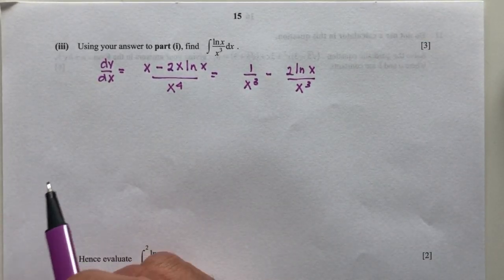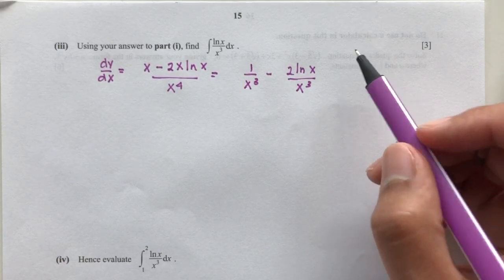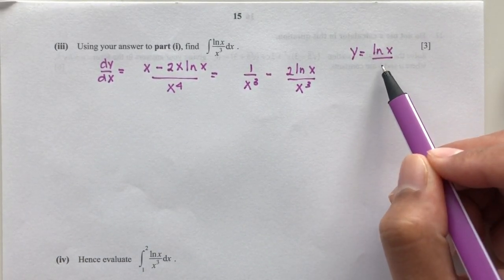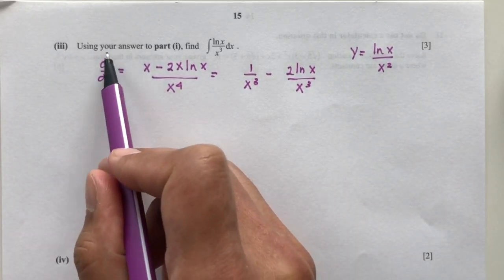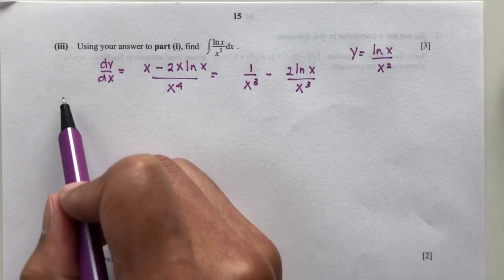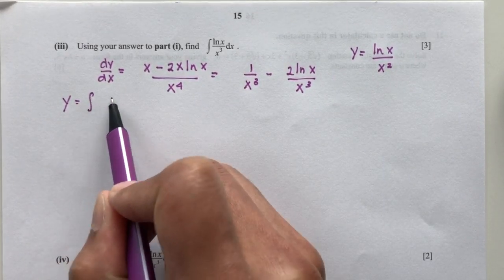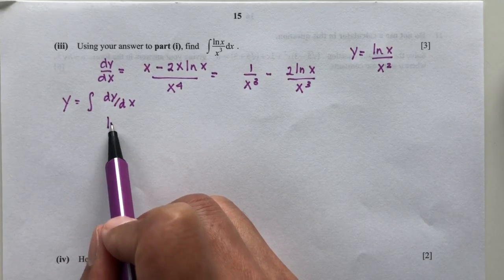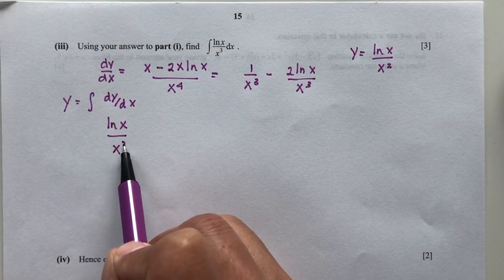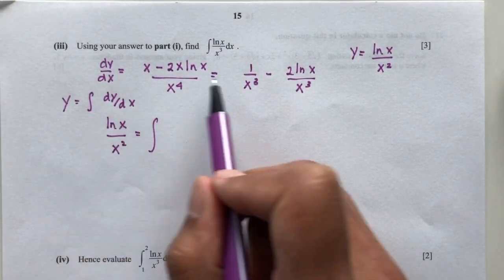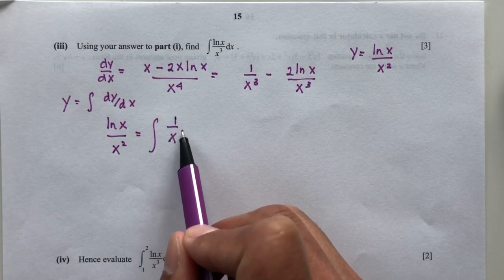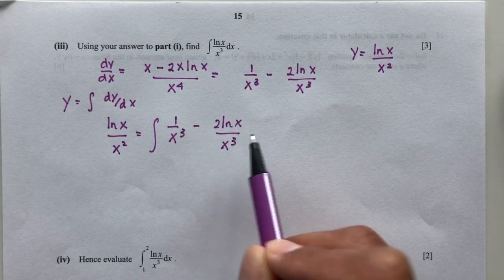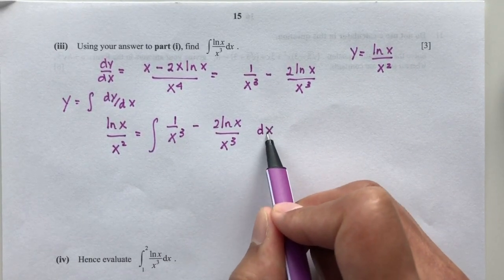So let's see. In part 1, y was equal to ln x over x squared. So how do you get y from dy by dx? So y is basically equal to the integration of dy by dx. So y is this one, ln x over x squared, is equal to the integration of dy by dx, which is this, 1 over x cubed minus 2 ln x over x power 3. Of course, with respect to x.